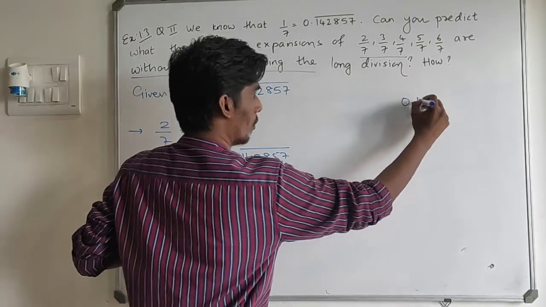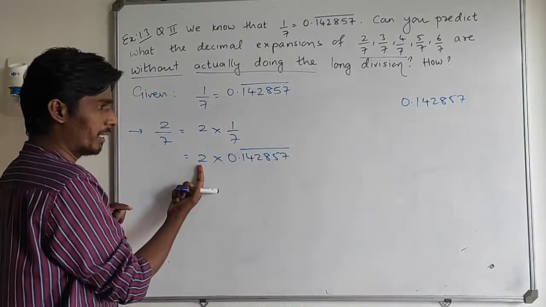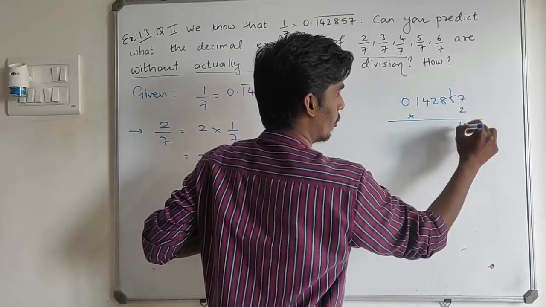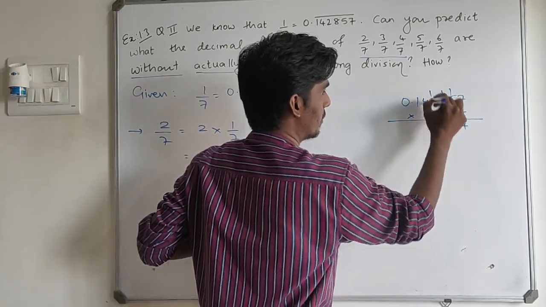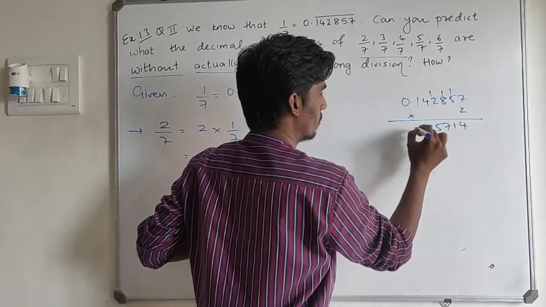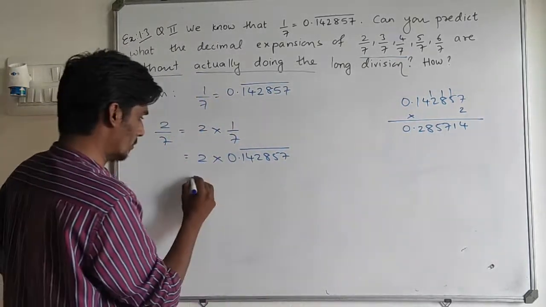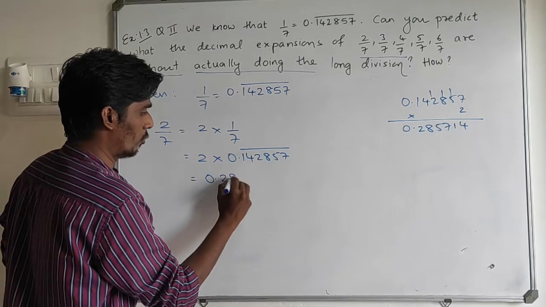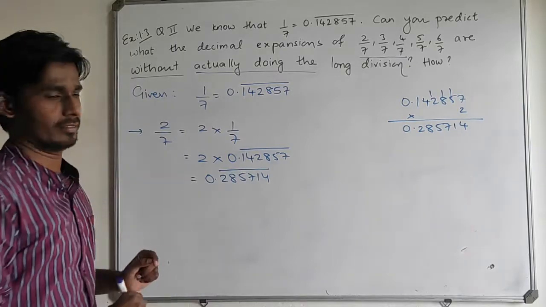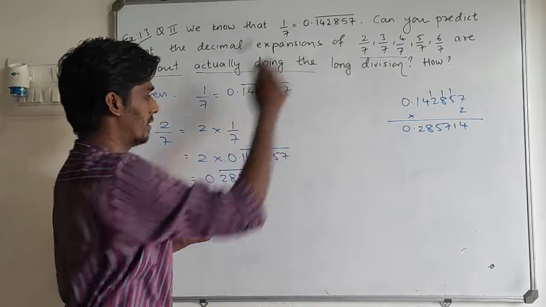Now just multiply these two numbers. 0.142857, by what do I have to multiply? 2. Multiplying by 2, it's 4, it's 11, 17, 5, 8 and 2. And the 0 is just 0. So I got the value 0.285714 bar again.